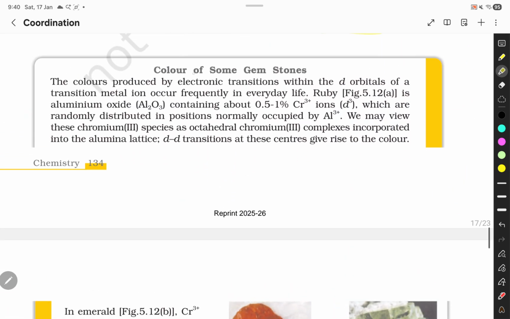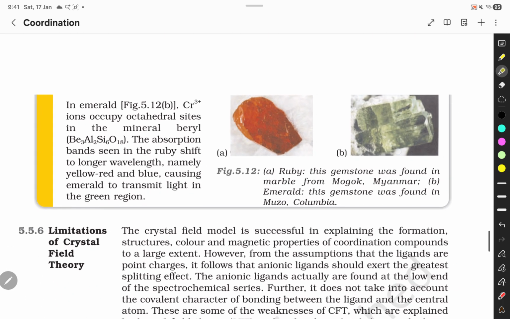Now, color of some gemstones, which is obviously very, very important. I think it's going to come this year. So, ruby is aluminum oxide containing Cr3+ ions, which are randomly distributed in positions normally occupied by Al3+. Chromium 3 species, we can notice that it is an octahedral chromium 3 complex incorporated in the alumina lattice. The d-d transitions at these centers give rise to the color. Yeah, which is valid as hell.